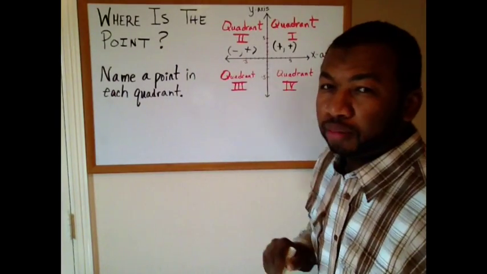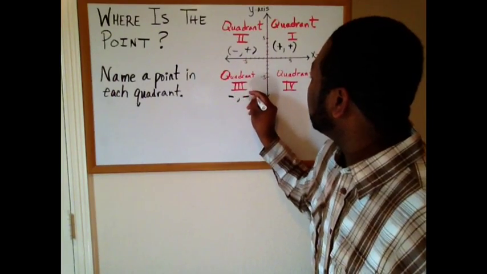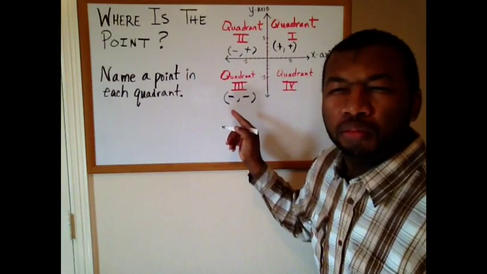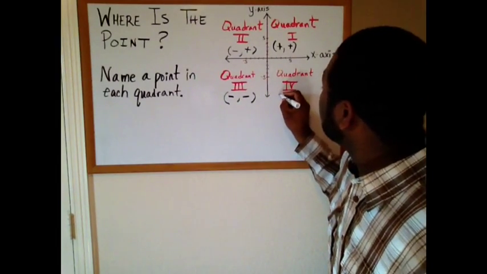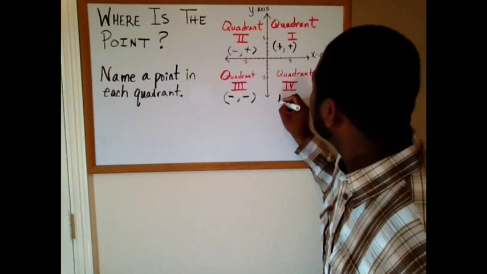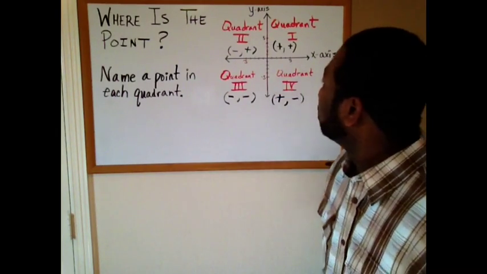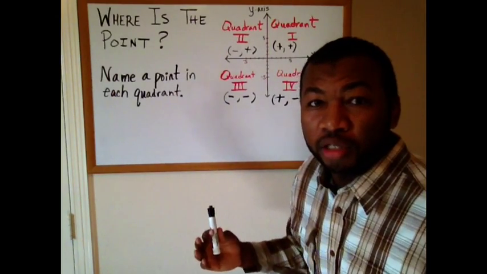For quadrant 3, first number has to be negative, second number has to be negative. It has to look like a straight face. Quadrant 4, first number is positive, second number is negative. I wish it was harder. That's all there is to it.